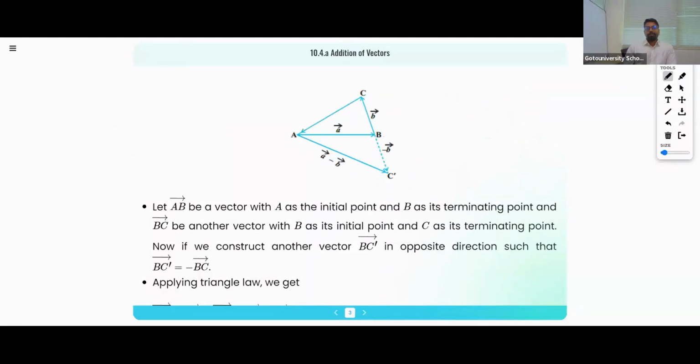Let AB be a vector with A as the initial point and B as the terminating point, and BC be another vector with B as the initial point and C as the terminating point. Now if we construct another vector BC dash in the opposite direction, such that BC dash is equal to minus BC, applying the triangular law of addition, what happens is, let me show you.